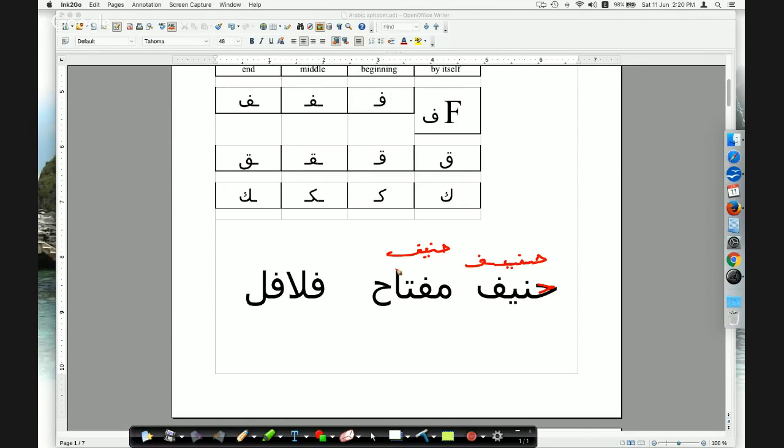You see how easy it is? You just line up the letters one by one next to each other. Ha, na, ya, and then fa. And then we connect. Hanif. Now, for sure, it looks ugly for many reasons.